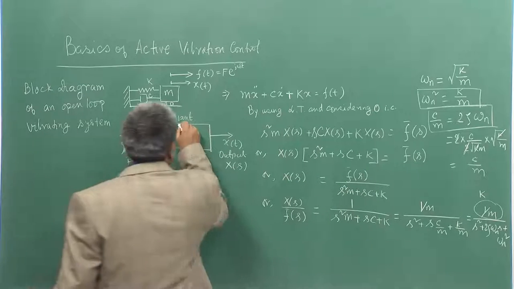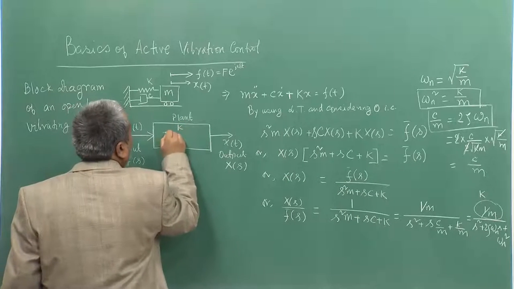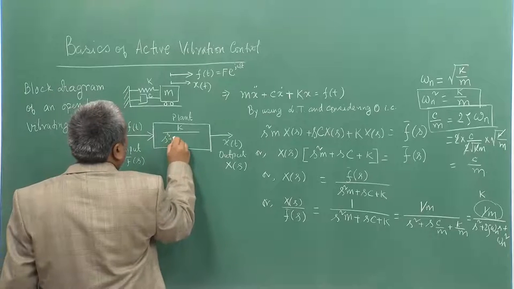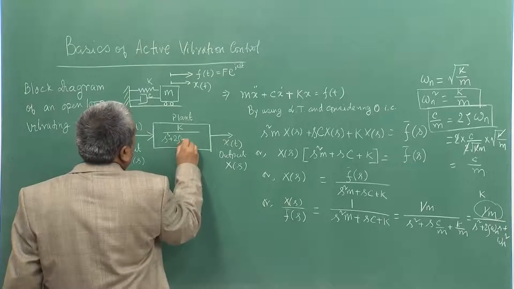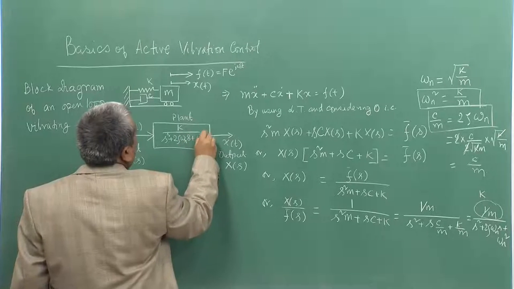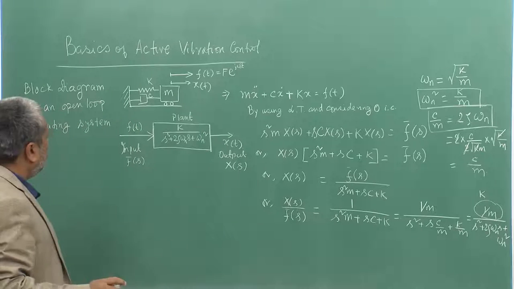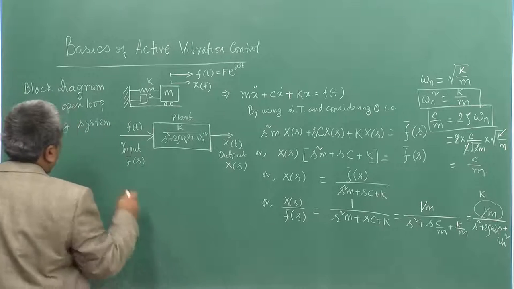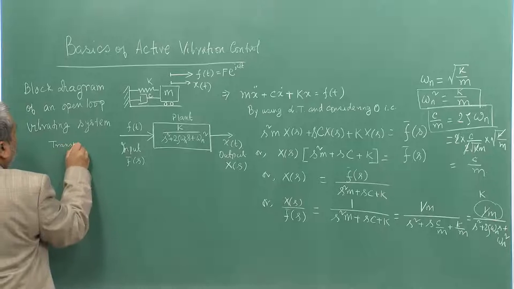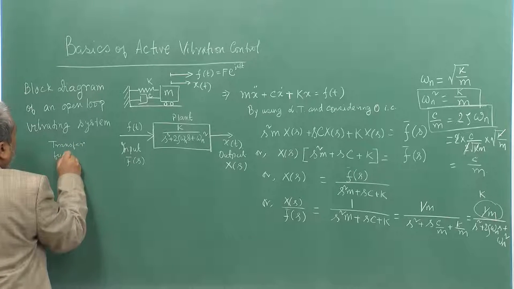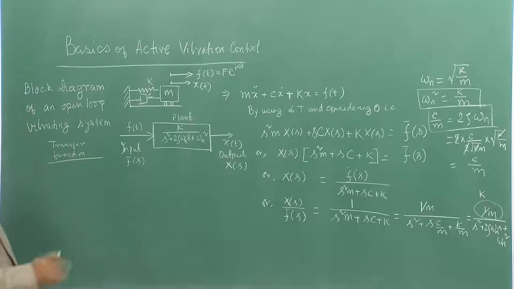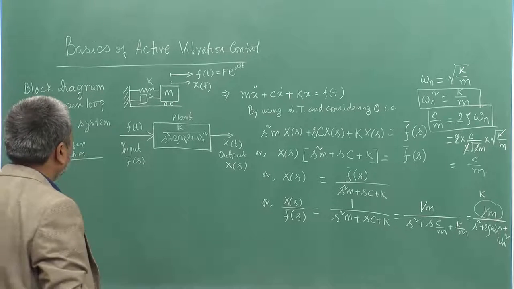So, you can write it as k over s square plus 2 zeta omega n s plus omega n square. Now, that is what we will call the transfer function representation or the block diagram of the system.